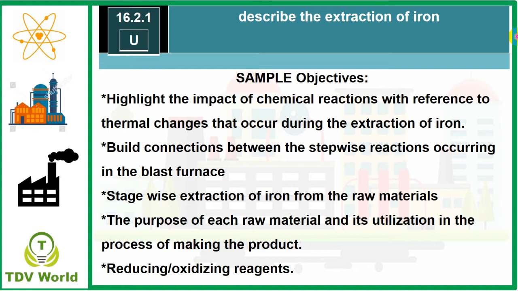The first objective which you should be able to know after completion of this SLO, that is highlight the impact of chemical reactions with reference to thermal changes that occur during the extraction of iron, build connections between the stepwise reactions occurring in the blast furnace, stage-wise extraction of iron from the raw materials, the purpose of each raw material and its utilization in the process of making the product, producing or oxidizing reagents.